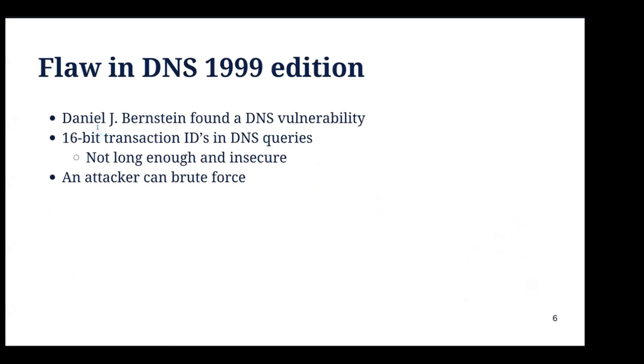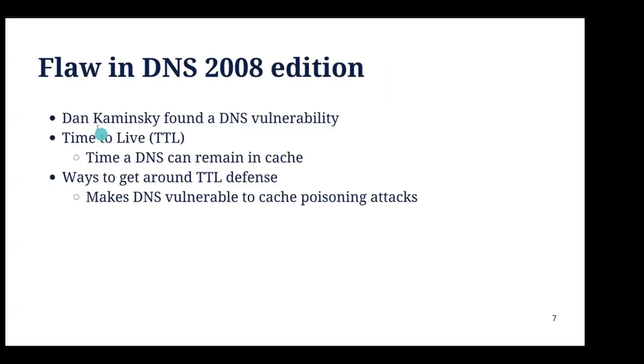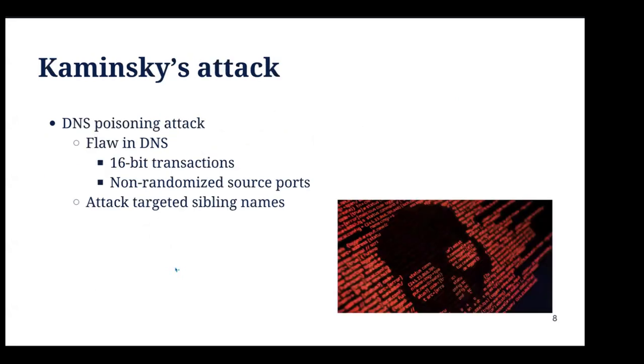So there are some flaws in DNS. In 1999, a flaw was discovered: there are 16-bit transaction IDs in each query, and if an attacker guesses that ID correctly, they'll be able to manipulate the response. In 2008, Dan Kaminsky found a new vulnerability. It was regarding the time to live, meaning how long a DNS result can remain in a cache, and that's how the vulnerability was exploited. To see that, we'll see how it goes.